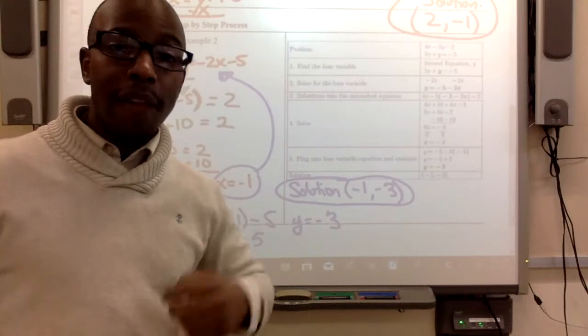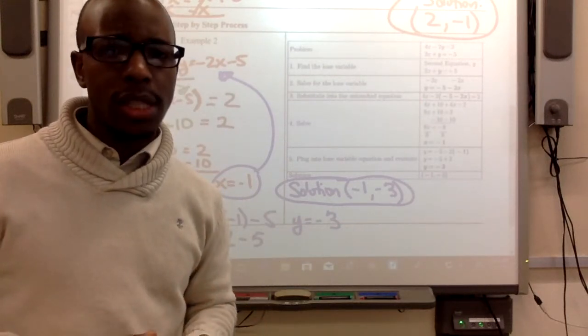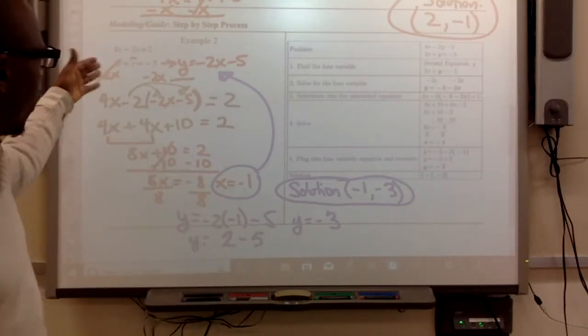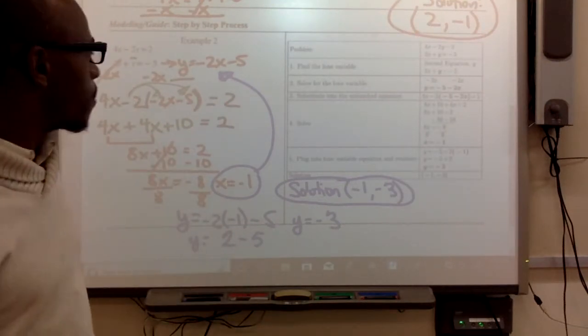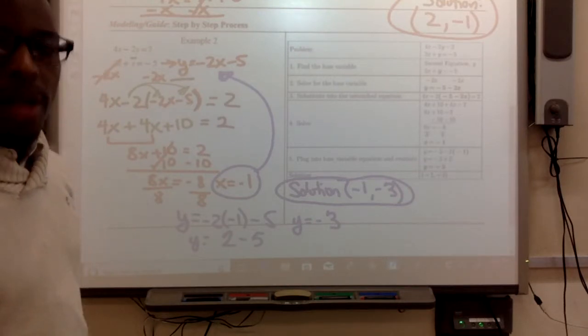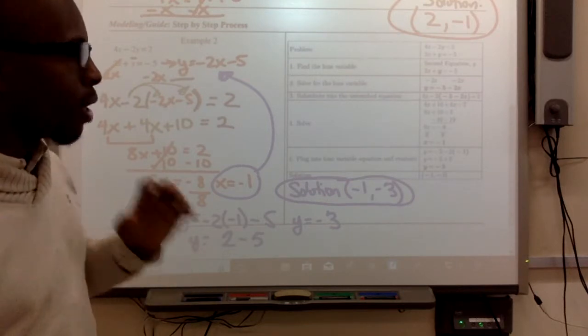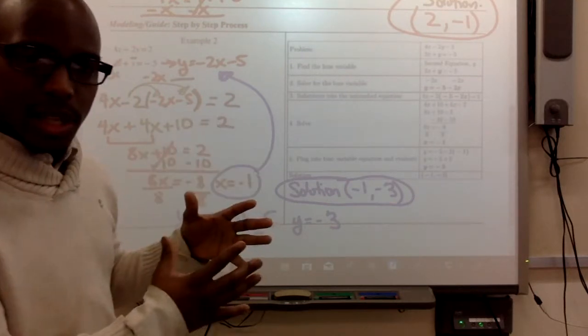Also go on Delta Math, practice a little bit, get as much practice as you can with substitution, right? They may not all have a lone variable. You may have to solve for y or solve for x, right? But your job is to then be able to say, okay, great, now that I solved for them, let me go and substitute them into the other equation.